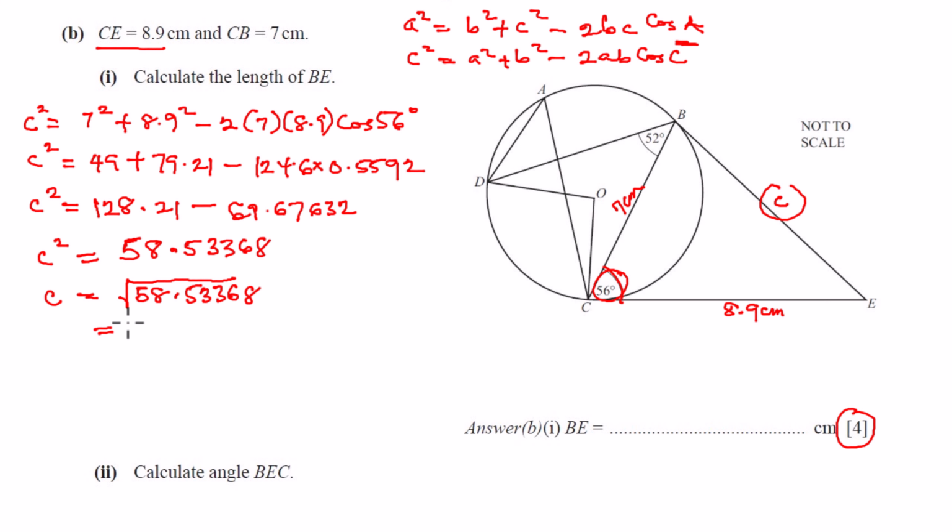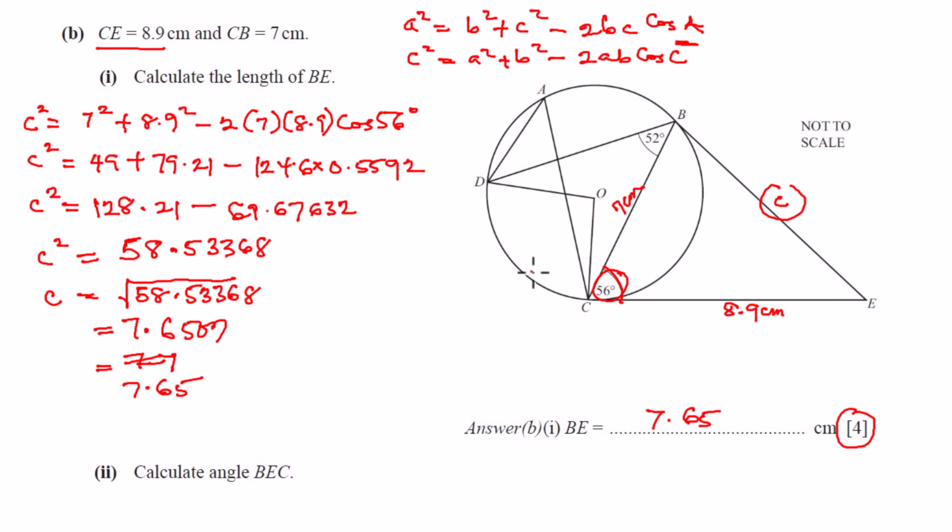So the square root of 58.53368 is giving me 7.6507. To one decimal place, because here I have 8.9, that is 7.7. But in IGCSE, you're supposed to get three significant figures. So this is 7.65. All right, so that settles that.